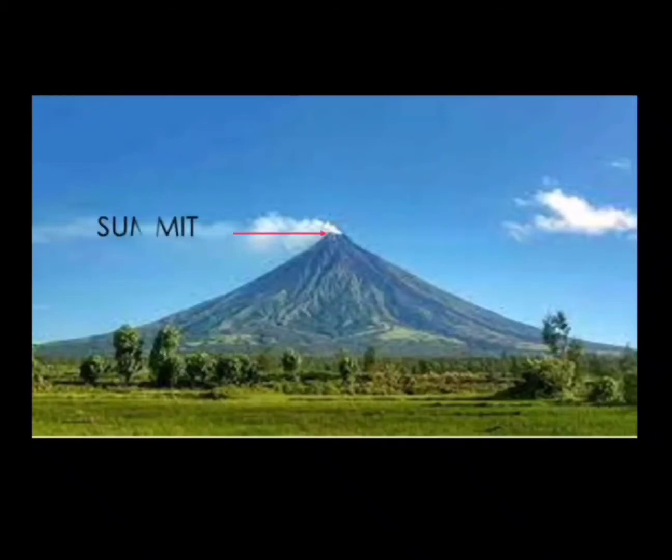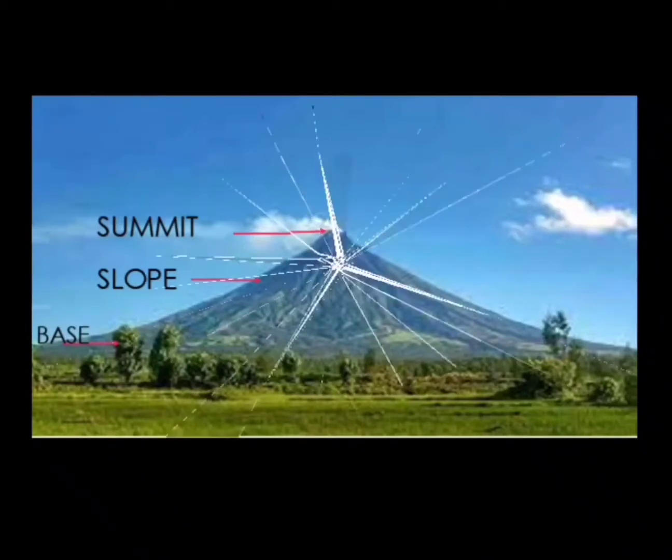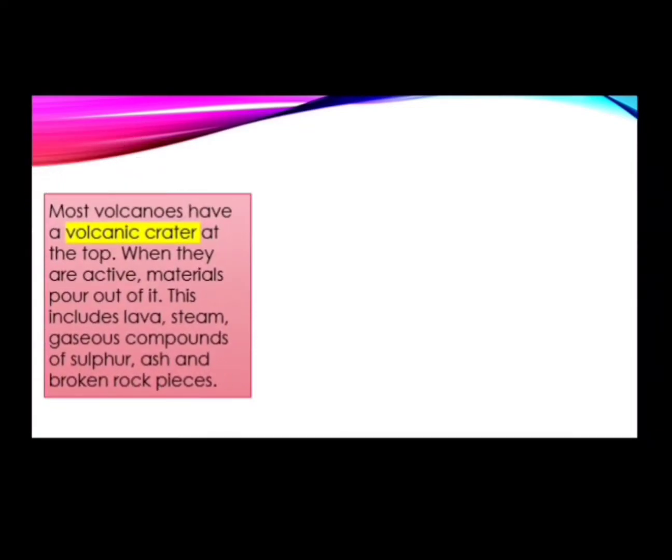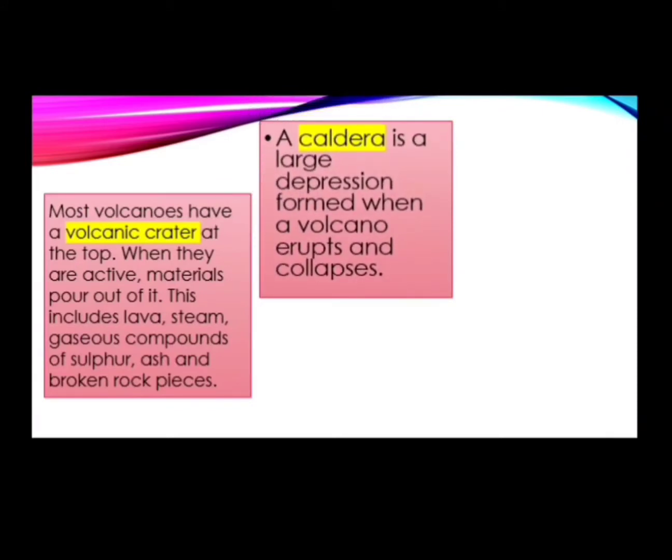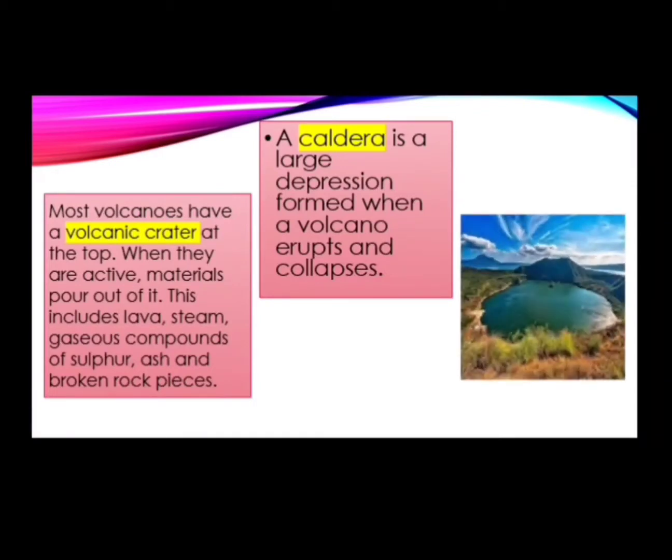A volcano usually has a summit, a slope, and a base. At the summit, there is an opening which may either be a crater or a caldera. A caldera is a large depression formed when a volcano erupts and collapses. An example is the Taal volcano.